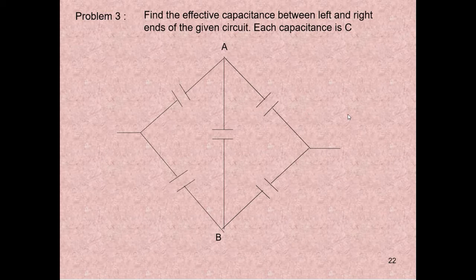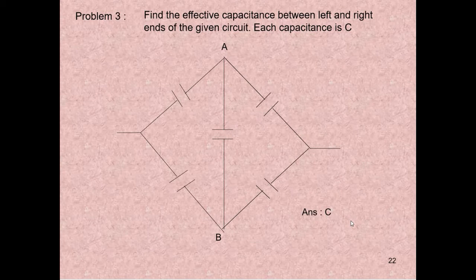Is it clear? In that case, since potential at A is the same as potential at B, no charge will flow along this path, because charge has to flow from a region of higher potential to a region of lower potential. Potential at A is the same as potential at B. Therefore, this capacitor cannot play any role. It will not get charged at all. Even though it is physically present, there will not be any charge on this capacitor.